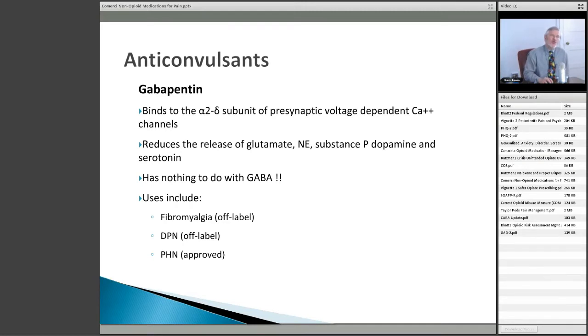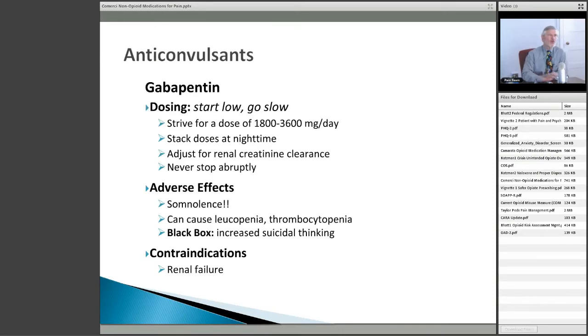Uses, as I mentioned, we use gabapentinoids for fibromyalgia all the time. It is off-label. Diabetic peripheral neuropathy is off-label for gabapentin. Postherpetic neuralgia, it is approved for postherpetic neuralgia. I just tell you that to let you know you really need to remind patients when you're using a medication off-label. Doesn't mean you can't use it, but it means that it is not FDA approved. Although we all use it, of course.